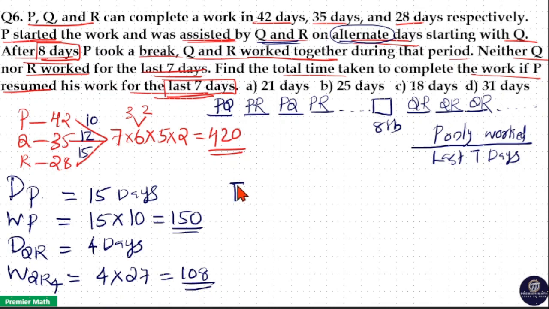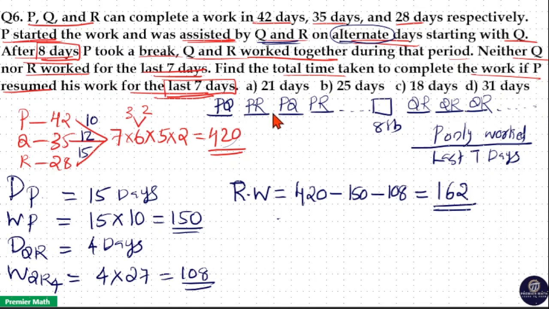Total work is equal to 420 units, which means remaining work is equal to 420 minus 150 units completed by P and 108 units completed by Q and R, which is equal to 10 minus 8 is 2, 11 minus 5 is 6, 3 minus 2 is 1. So 162 units is the remaining work. And this remaining work is completed by Q and R between these 7 days and these 8 days.